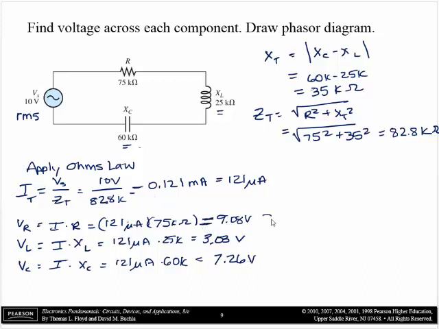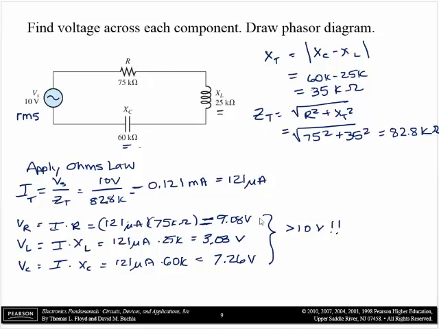So what do you notice? For one thing, if I add these three voltages up, it is greater than the 10 volts, right? And you say, oh no, that disobeys Kirchhoff's voltage law. Well, no, that's not true. It's because, remember, VL and VC are out of phase with each other, and they're not in phase with the voltage across the resistor either.